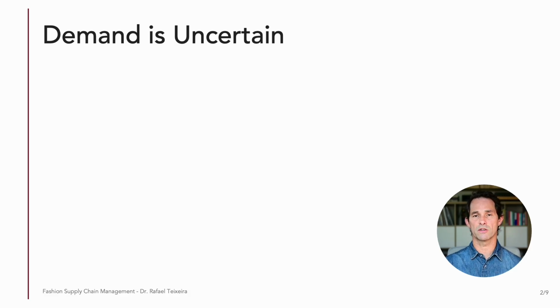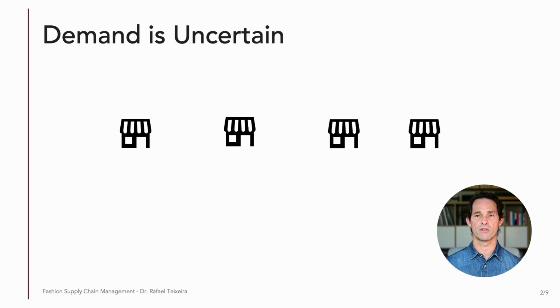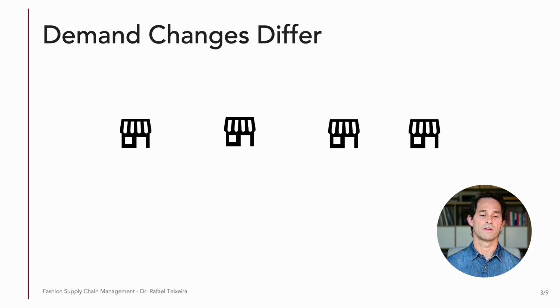So let's get started with 4 stores. Imagine we have a retail chain with 4 stores, and all these stores face uncertain demand. And what this means is that demand changes differ. I'm going to use some hypothetical numbers here to illustrate this idea. All these numbers are some amount of sales above and below the average. Okay, let's assume the average is our reference point.